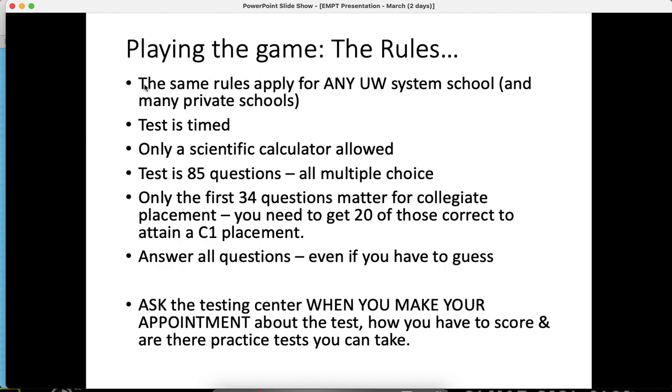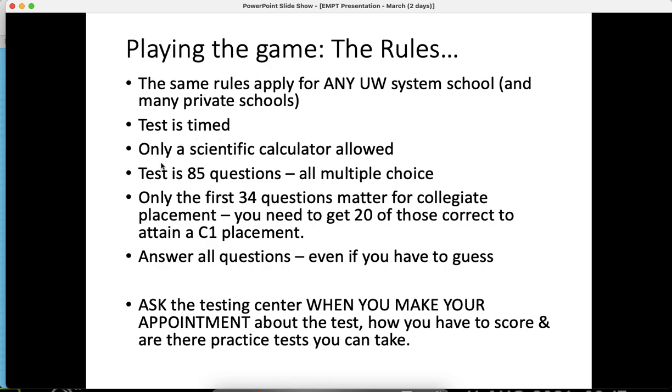Okay, let's talk about preparing you for the actual test. Again, any UW system school will use this placement test, and there are also private colleges and universities in the state of Wisconsin that use the same placement test. The UW system lets other colleges and universities use it. But either way, if it's a private college or university, they have something similar.